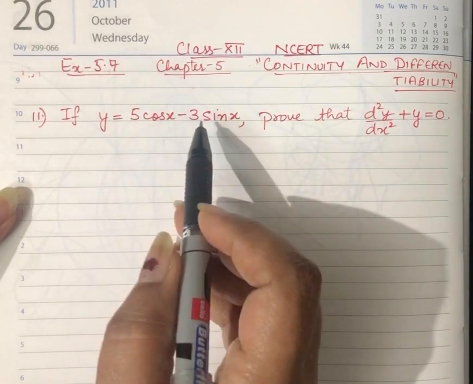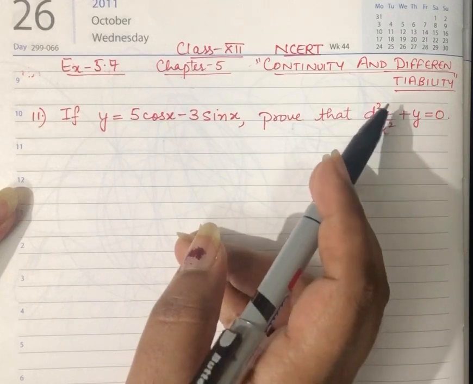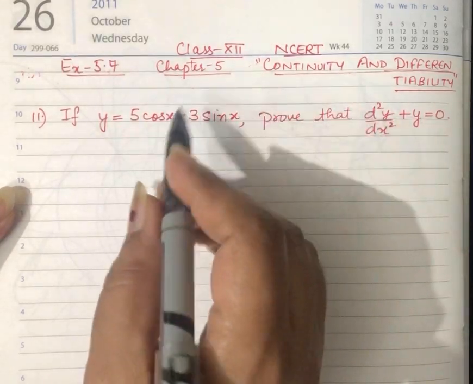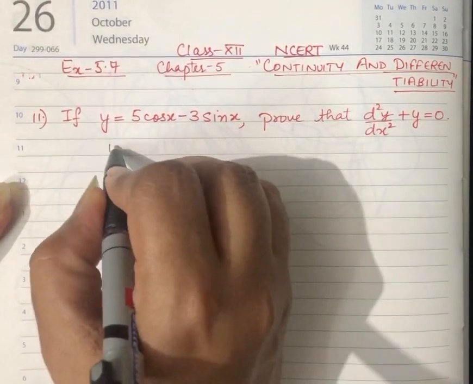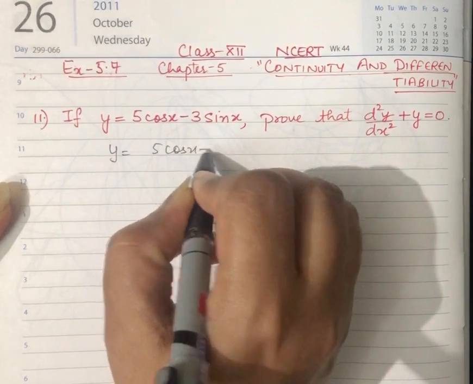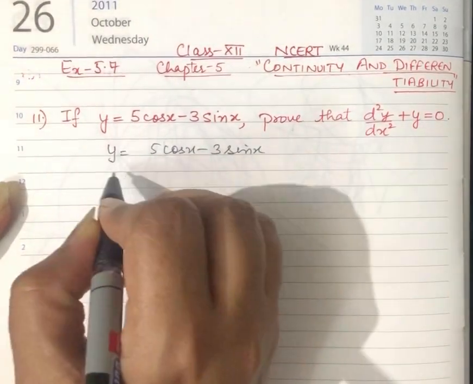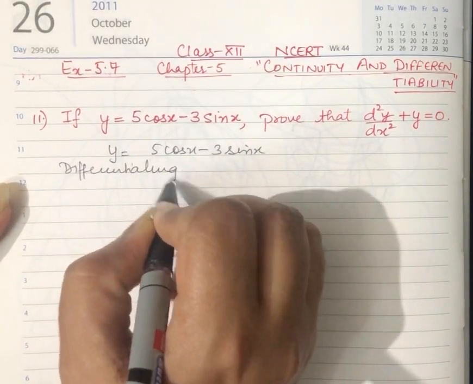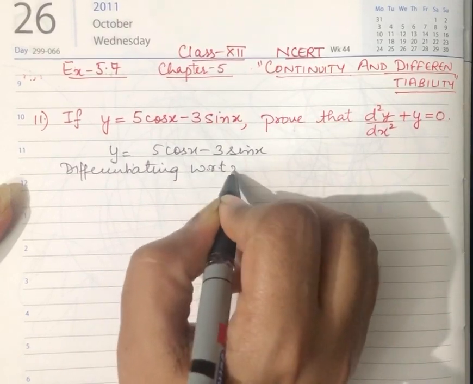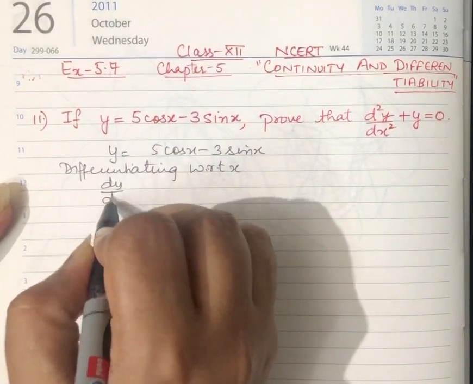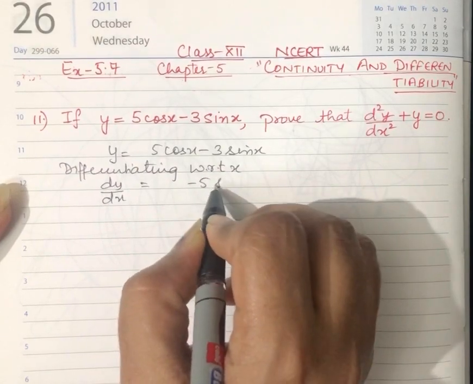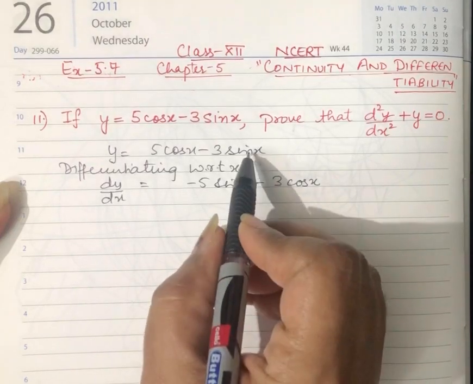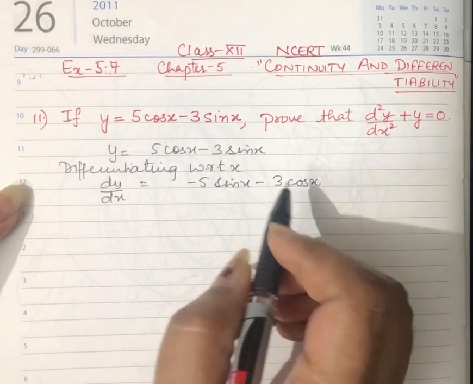Now here the value of y is given. We have to differentiate it twice first, and then we will show that left hand side and right hand side are equal. So y is equal to 5 cos x minus 3 sin x. So differentiating with respect to x, dy by dx will be minus 5 sin x minus 3 cos x. Differentiation of cos x is minus sin x and differentiation of sin x is cos x.